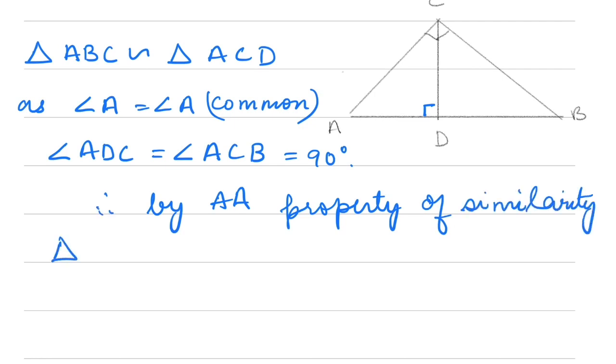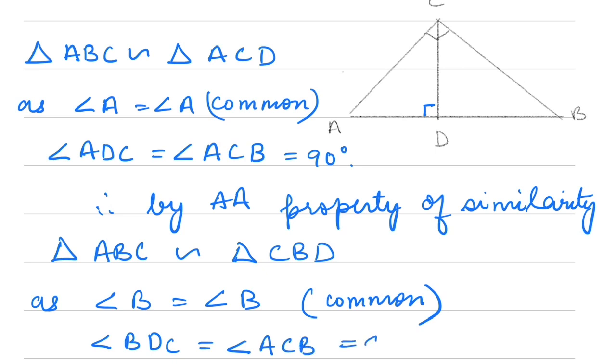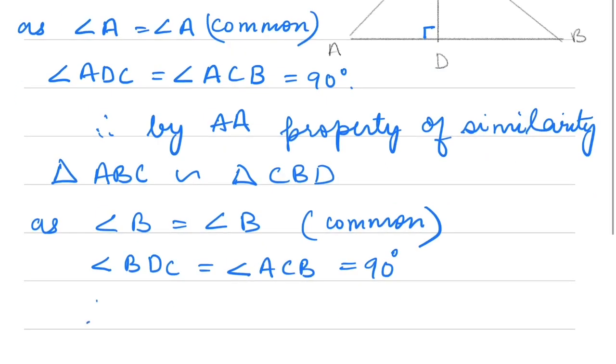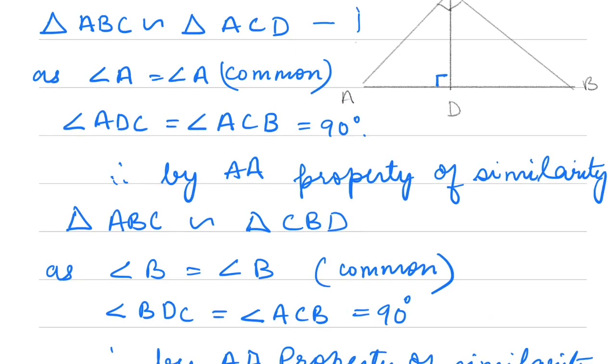Now triangle ABC is also similar to triangle CBD, as angle B is equal to angle B because that's the common angle here. Angle BDC is equal to angle ACB is equal to 90 degree. So therefore these two triangles are also similar by AA property of similarity. Let this be the first similarity and let this be the second similarity.